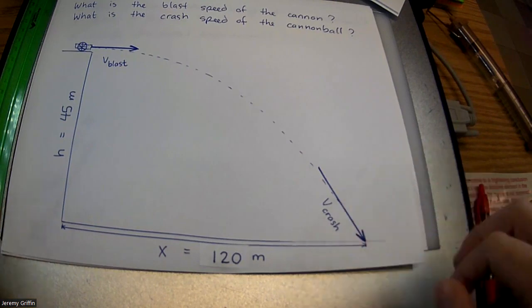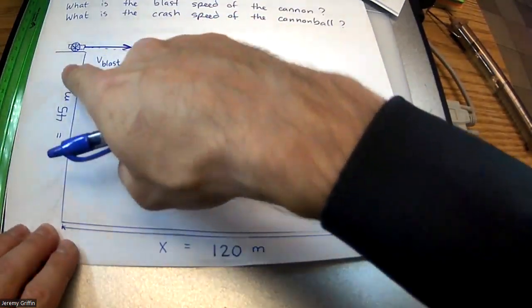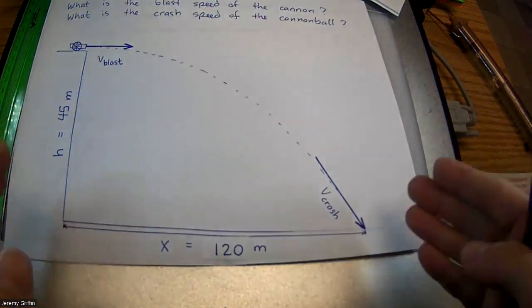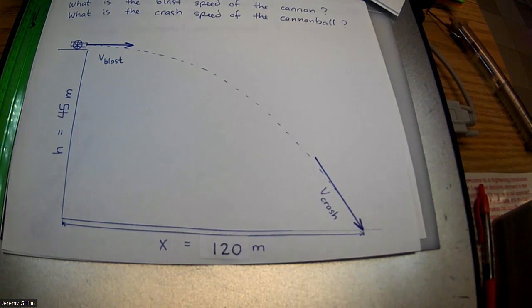Let's pick this apart and solve this thing. Suppose I got a cliff that's this tall, 45 meters, and I blast this cannonball, and it lands 120 meters from the base of the cliff. There's enough information there that you can figure out how fast the cannonball is blasted from the cannon.